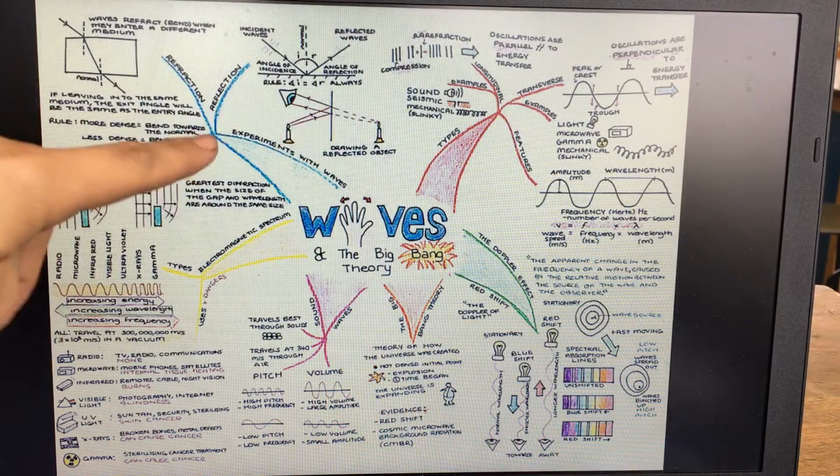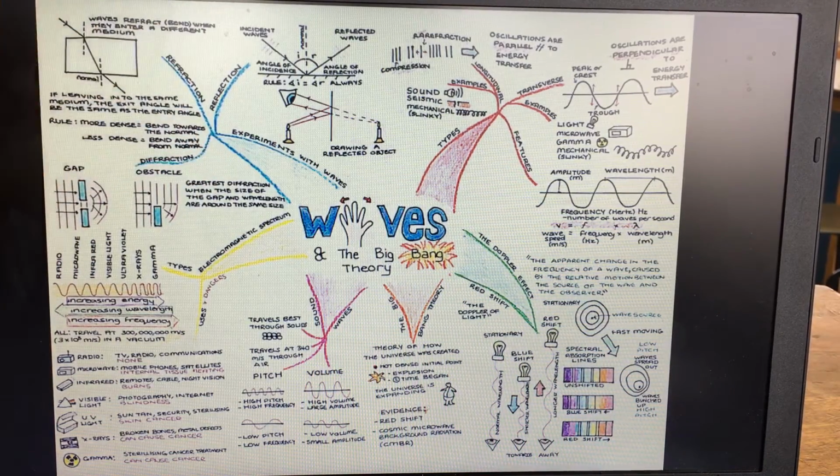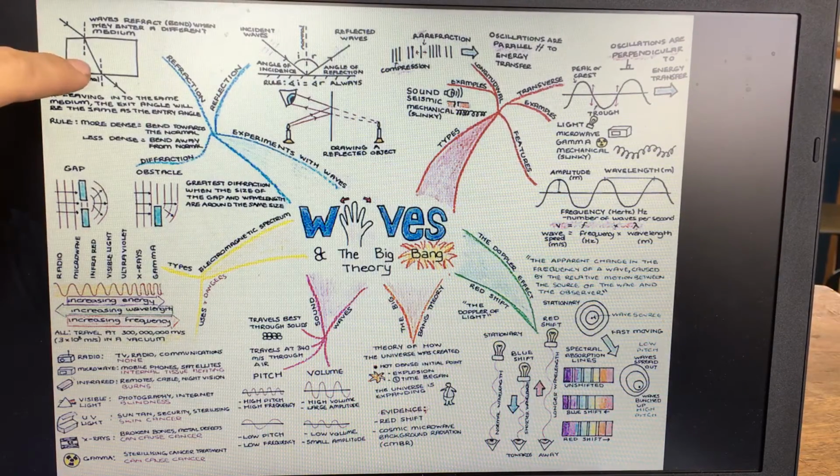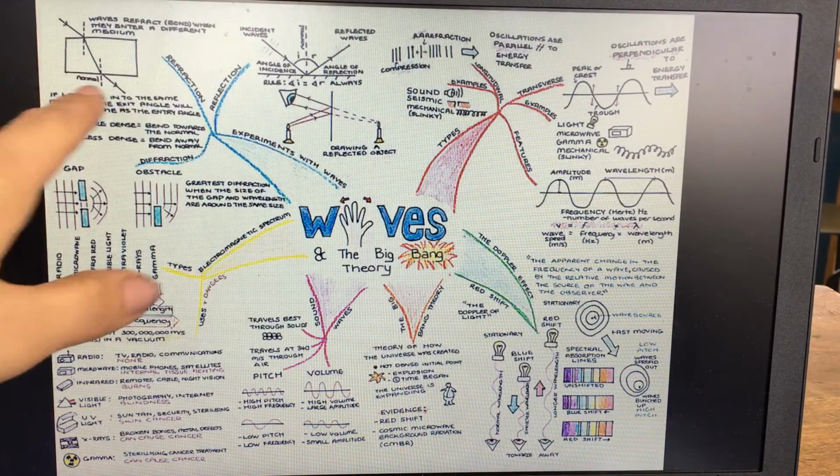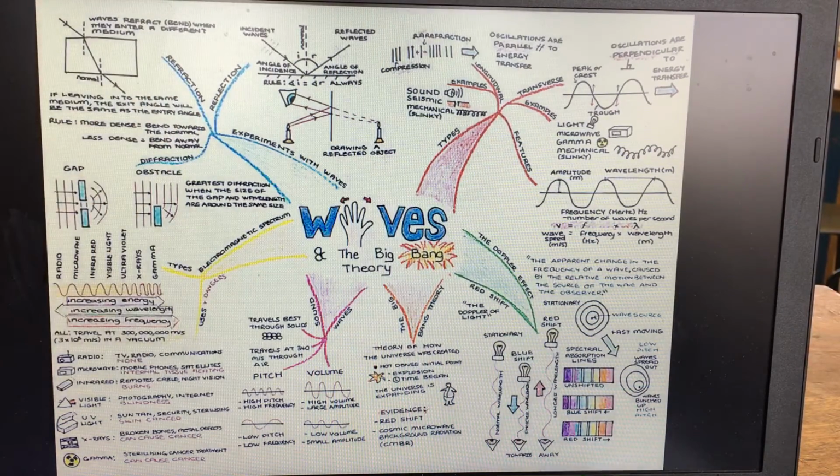The next way they can experiment is refraction. This means to bend. When waves come in contact with a different medium of a different density, they might reflect, but they might travel through it. Because they're going from one density to another, their speed changes, so their direction changes. For example, if you go into a more dense medium, it will bend towards the normal. Less dense medium, it will bend away from the normal.